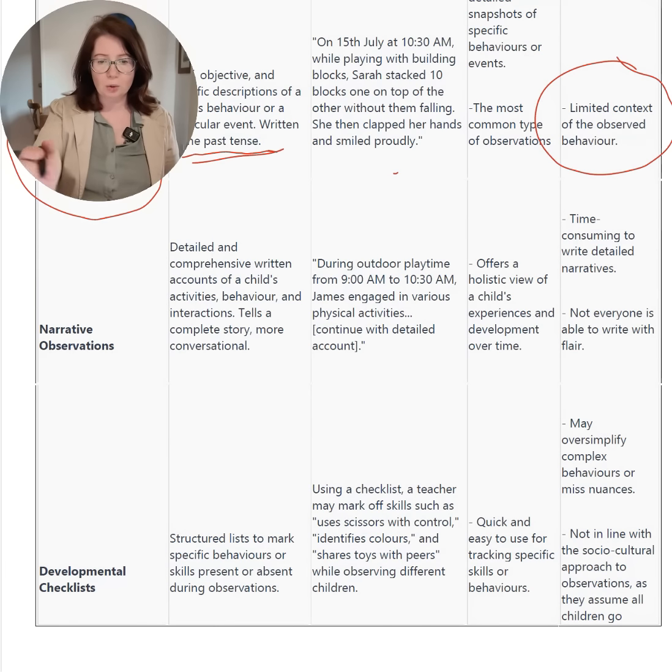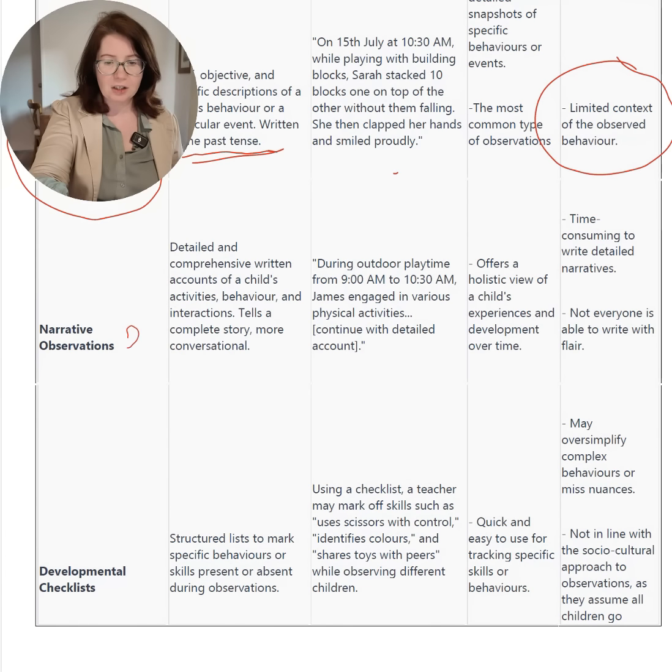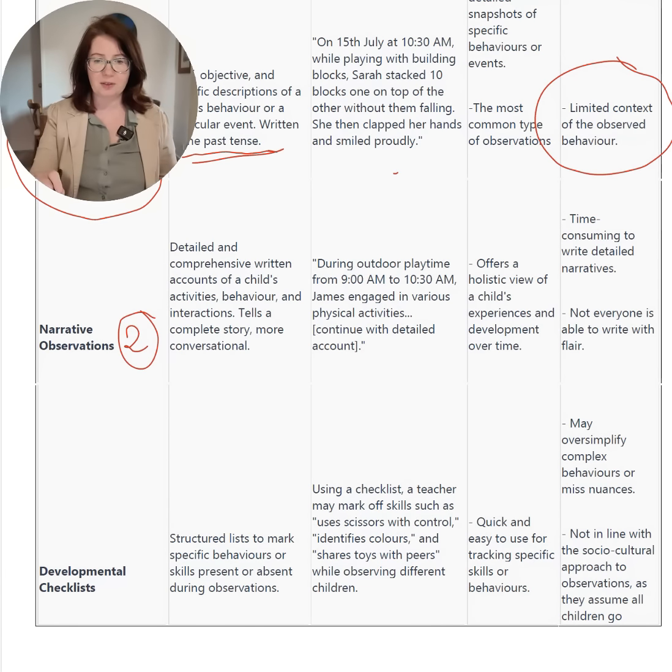Now we are moving on towards the second type of observations, which is narrative observations. Narrative observations actually include learning stories because stories are narratives, right? This is more detailed and comprehensive written accounts of a child's activities, behavior, interactions. It's a story.